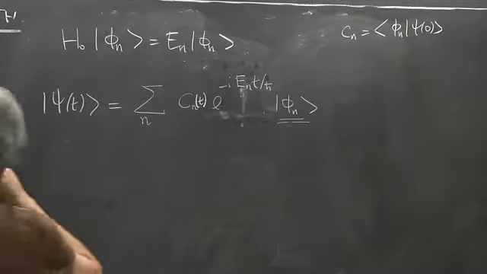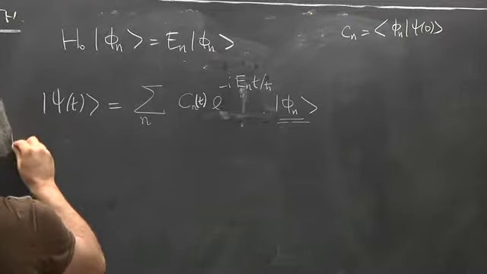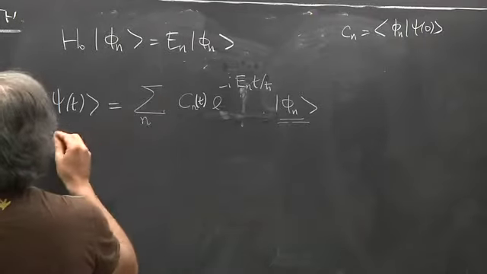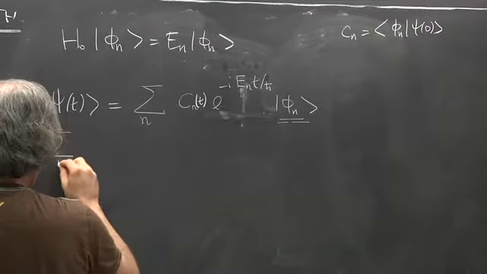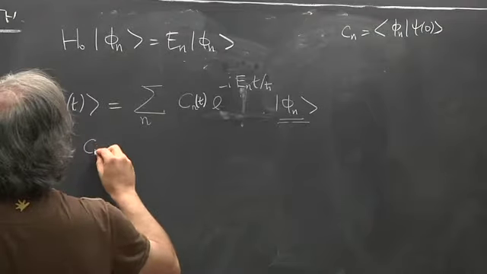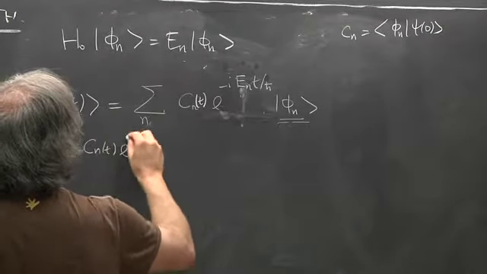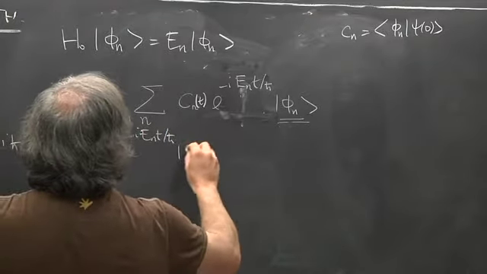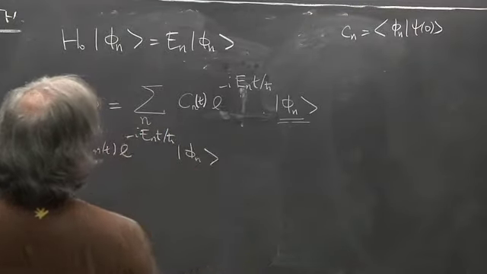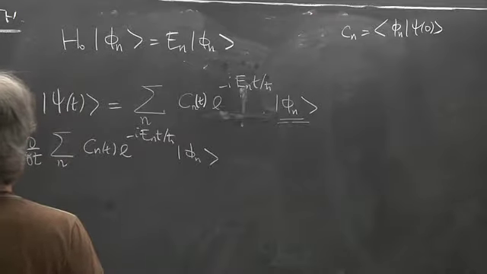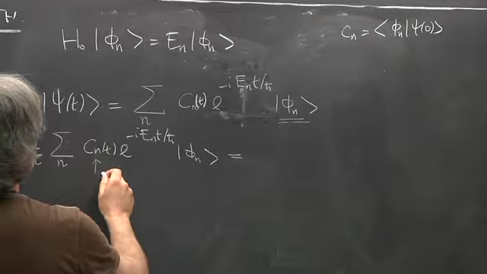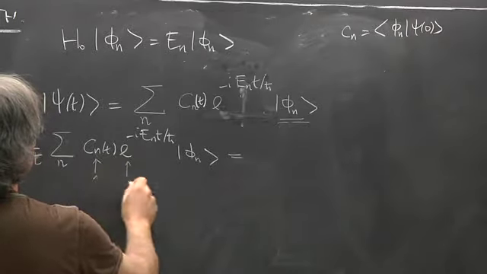So let's see. I h bar, the derivative with respect to time of the sum over n of Cn(t) e to the minus i En t over h bar phi n. This is fixed in time. How much is this? Well, the derivative acts in two places, 1 and 2.